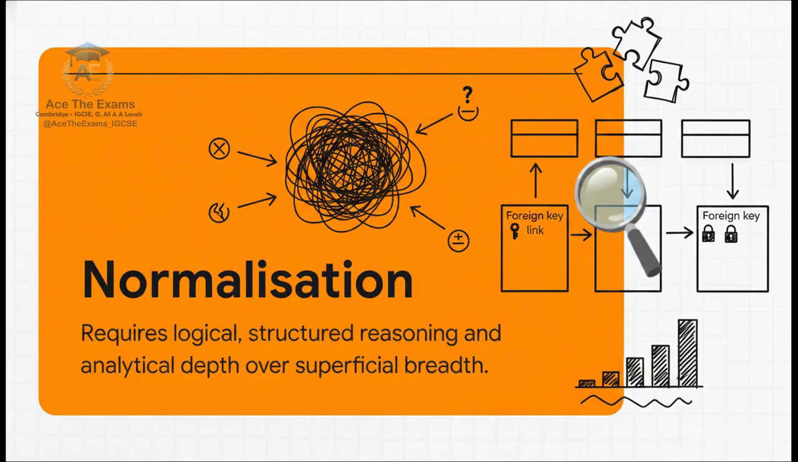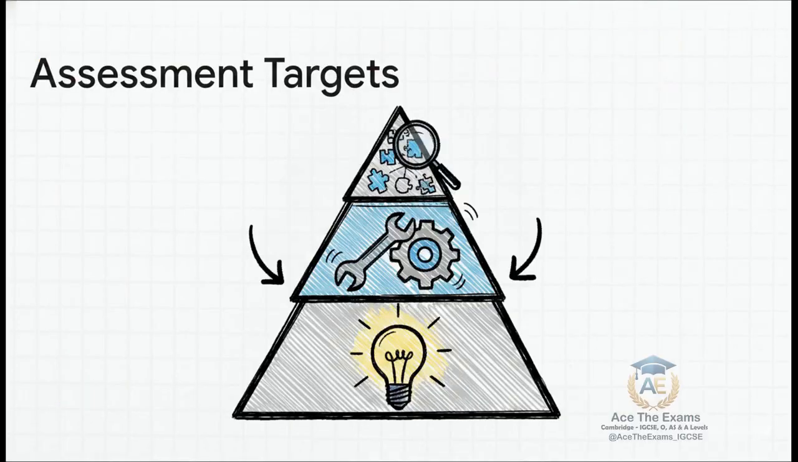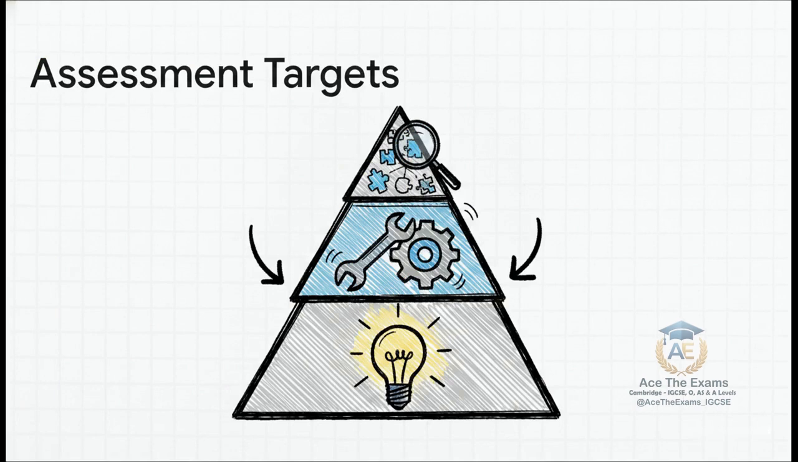It's all about proving why a specific attribute must be moved to a new table and linked via a foreign key, rather than just stating that it happens. You have to show them the why. Your answers must explicitly hit these three distinct cognitive domains, moving way beyond basic knowledge into actual application and deep analysis. Cambridge structures their exams entirely around these assessment objectives.